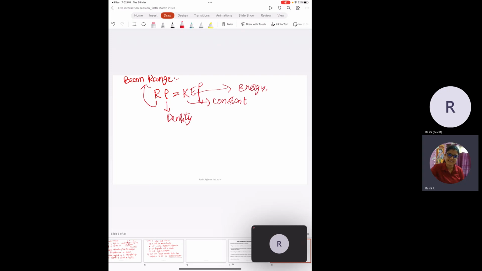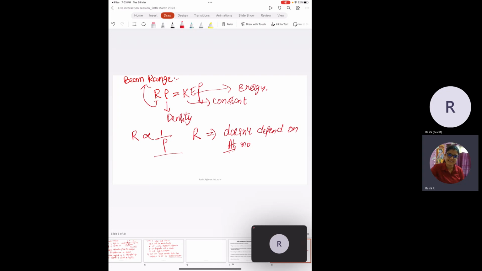So as we can see, beam range R is inversely proportional to the density of the material, and beam range R does not depend on the atomic number or how deep the electrons go, all those things. It only solely depends upon the density of the material.